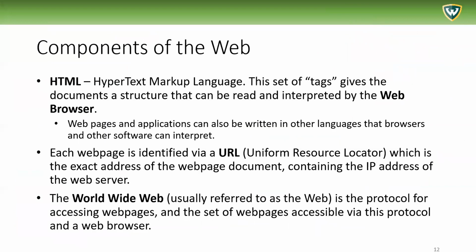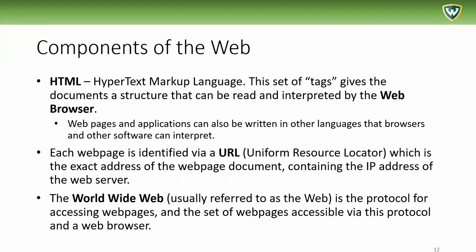What else? HTML. HTML is the hypertext markup language. It's a set of tags that gives documents a structure that can be read and interpreted by the web browser. Web pages and applications can also be written in and include other languages that browsers and software nowadays have developed and been updated to interpret and process, like videos and complex Java applications that do all sorts of different things, update automatically, and so on. So it's come a long way since the early 1990s.